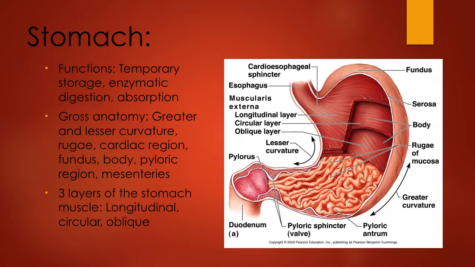The pyloric sphincter opens and closes and regulates the passageway of material from the stomach to the small intestine, and mesenteries attach the stomach to other organs.